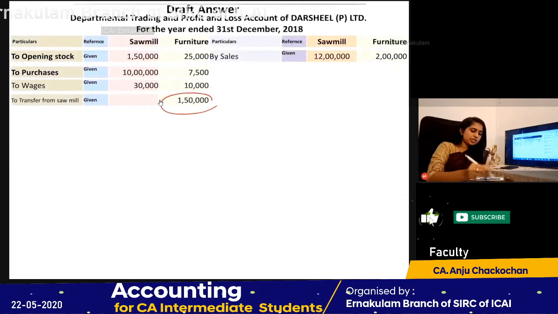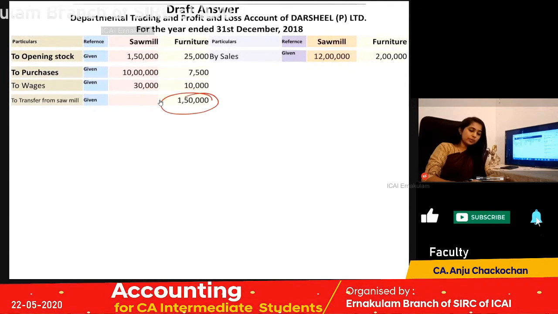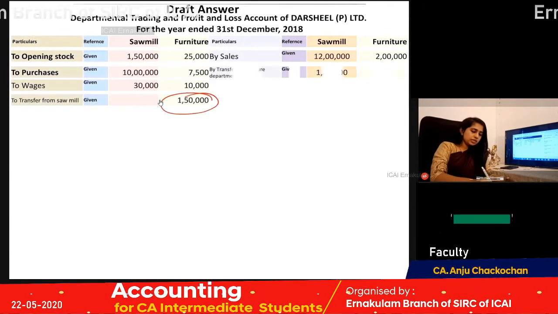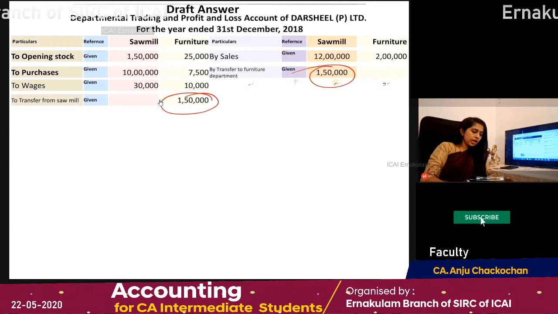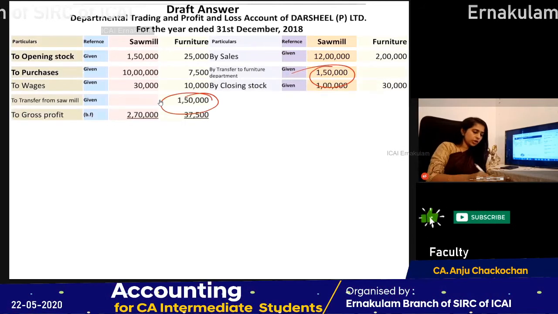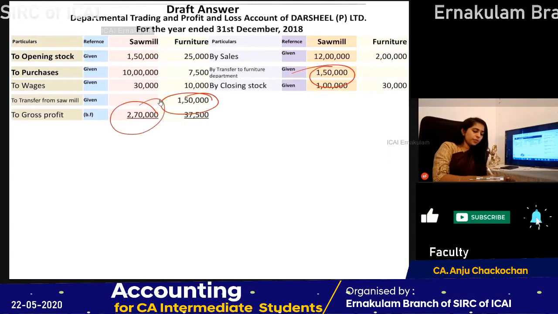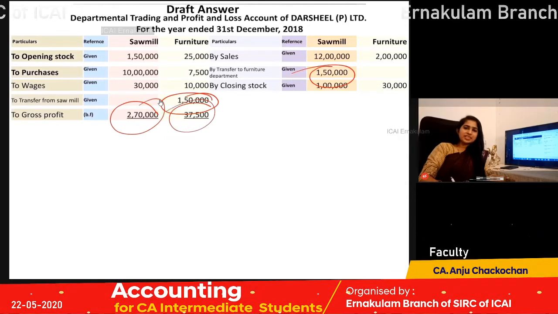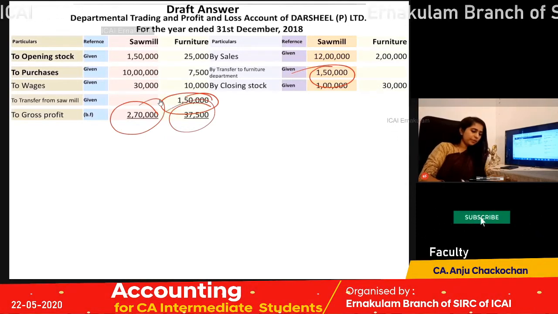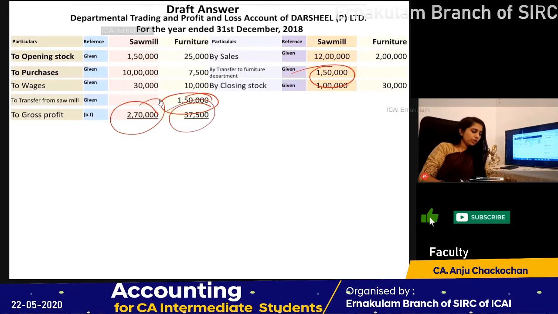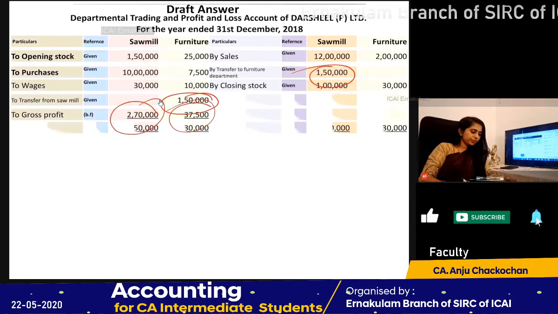So for furniture, this is a purchase, and for sawmill, this will be a sale. Okay. See, here it is. All right. Now the closing stock is also given, so you get the final GP as 2,70,000 and 37,500. Okay, good, fine. So now let's proceed with the rest.